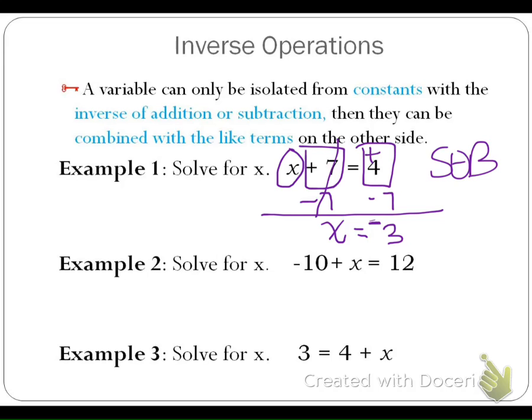Let's try example 2. Here you have negative 10 plus x is equal to 12. Again, I'd start off by identifying my terms. Where are my constant terms and where are my variable terms? Here I have a constant of negative 10. Here you have a variable term of positive x and a constant of 12.